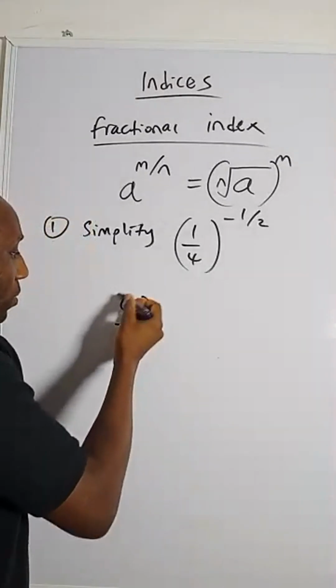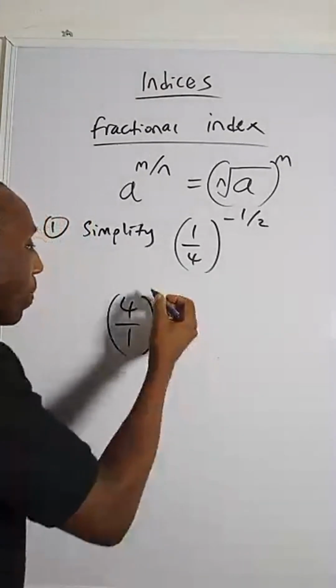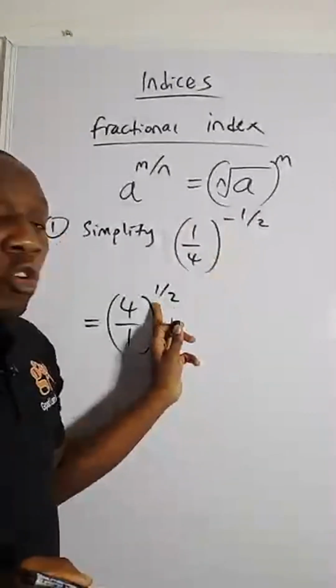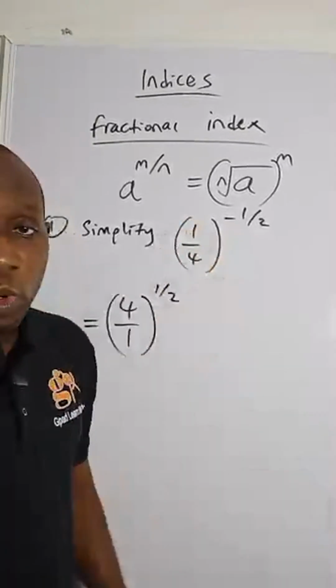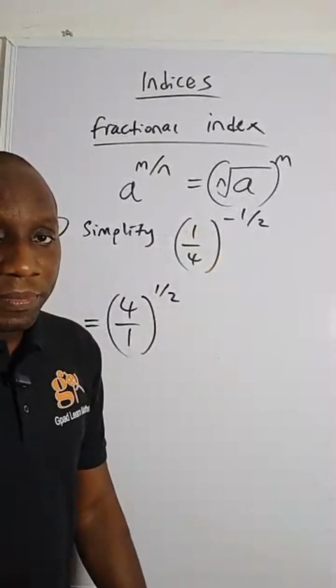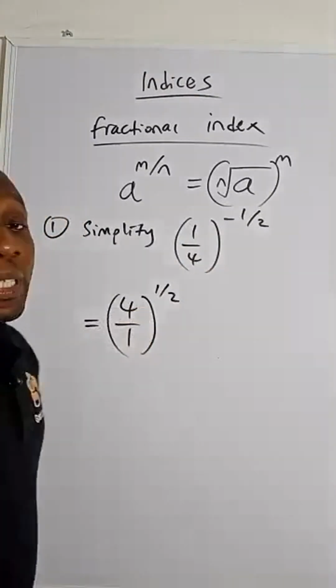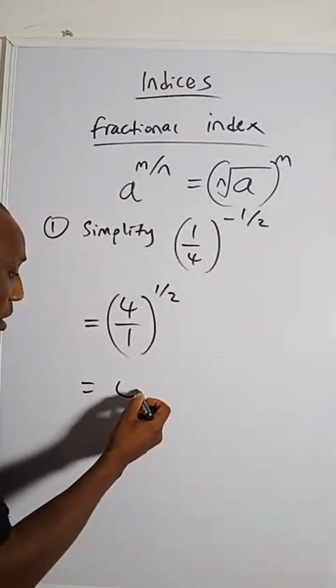Okay? Raised to the power of what? 1 over 2. Notice something. Negative sign is no longer here because we have taken the reciprocal of what? 1 over 4. Does that make sense? So now, 4 over 1 is the same thing as 4. So we have 4 raised to the power of what?